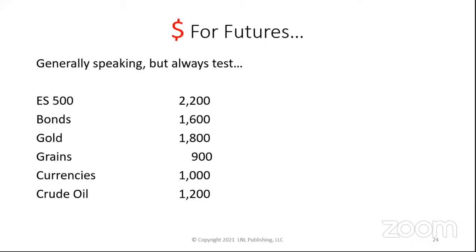So we're going to use a percentage in stocks, and also for stocks, because they show such low prices, usually the last 15 years is enough data to help us find these trades. Generally speaking, for futures, these are the stops I actually use in my own trading. S&P is about $2,200 per contract, bonds $1,600, gold $1,800, grains $900, currency is about $1,000, crude oil about $1,200. Those generally, testing year in and year out, have been pretty good stops to use for short-term traders. So there they are for you, based on my experience, my real trading.